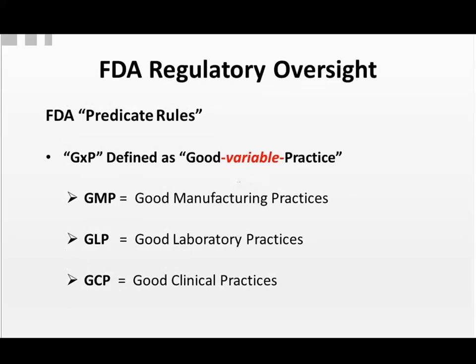The FDA has predicate rules upon which everything is based. GXP is defined as good variable practice. GMPs are good manufacturing practices, GLPs are good laboratory practices, and GCPs are good clinical practices. All of the rules that relate to these have to be followed, whether you are just doing computer system validation or 21 CFR Part 11 electronic record and electronic signature compliance. You still have to rely on complying with the predicate rules.